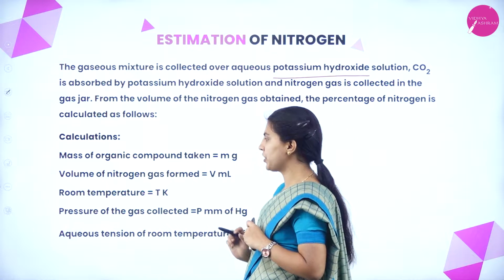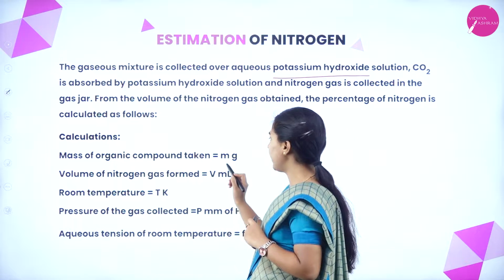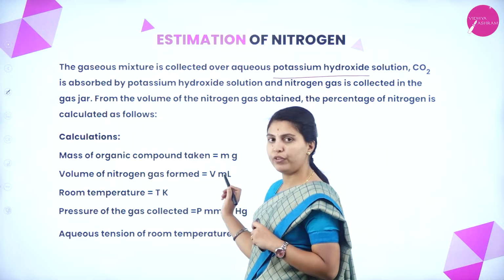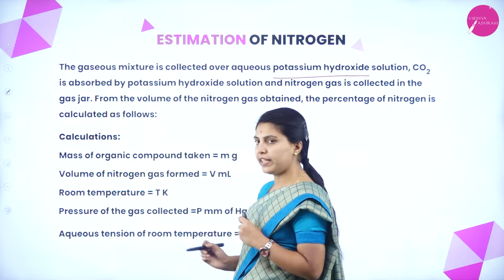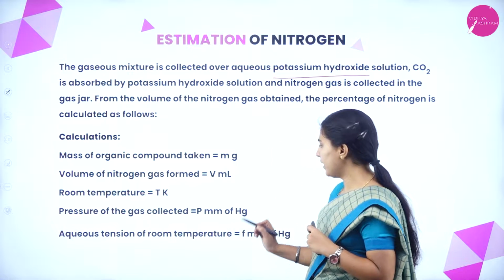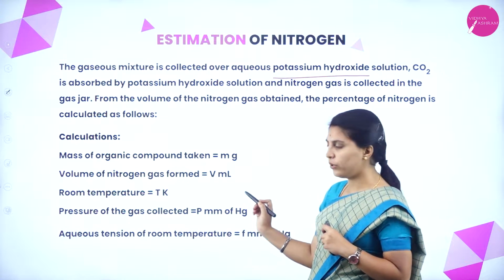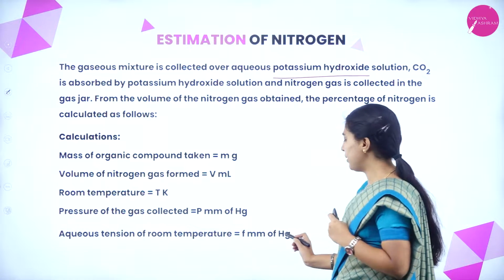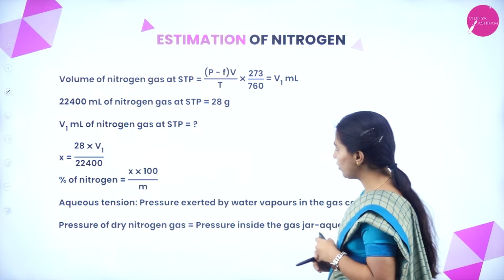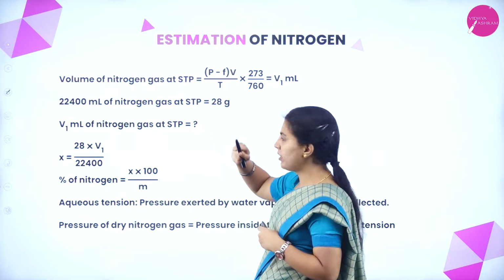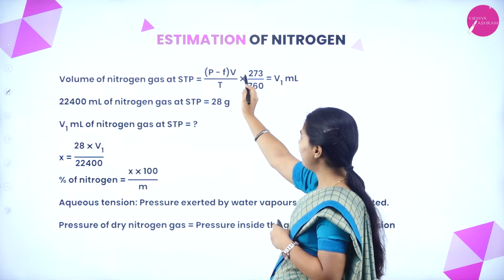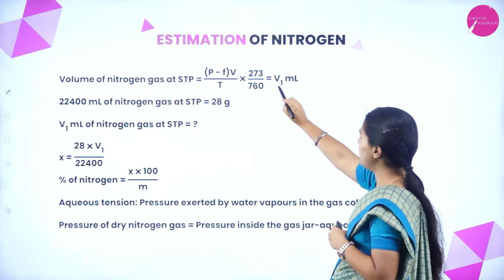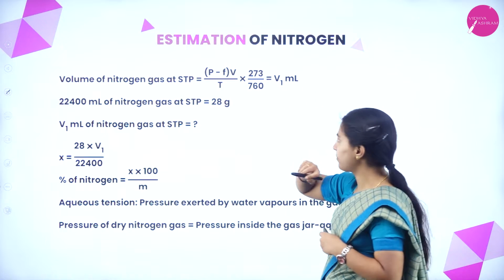See, this is the calculation part. Mass of organic compound taken is m mg. Volume of nitrogen gas formed is V ml. Room temperature in Kelvin is T. The pressure of gas collected, with respect to mercury, is P mm. Aqueous tension at room temperature is F mm of mercury. Volume of nitrogen gas at standard temperature and pressure, that is STP, is (P minus F) into V by T into 273 by 760 equals V1 ml.